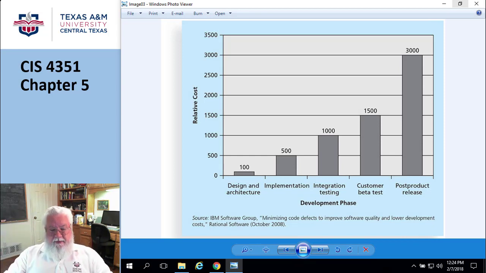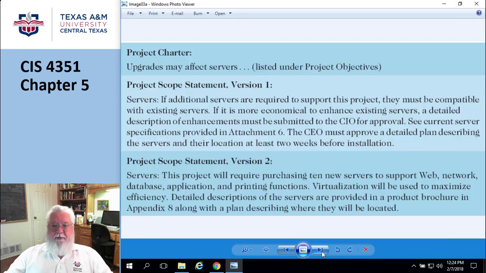Cool. And then, of course, the other one is facilitated workshops, where you gather people together and you bang on what the requirements are until you get it all squared away. So the project scope statement, there's an example here. I like the way this example is done, because it talks about at version 1, when you don't really know anything, if additional servers are required, they must be compatible with the existing. It's more economical to enhance the existing servers, a detailed description, blah, blah, blah, see current server specifications. And then version 2, the project will require purchasing 10 new servers to support blah, blah, blah.